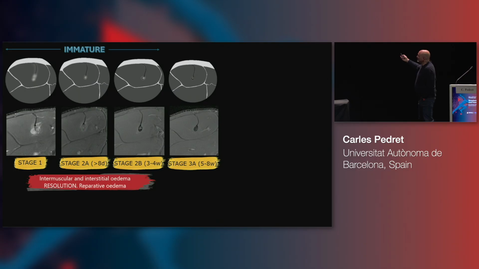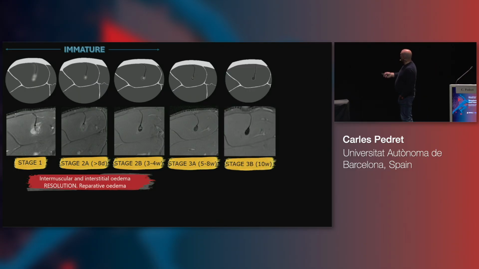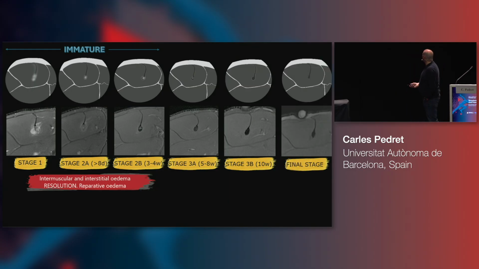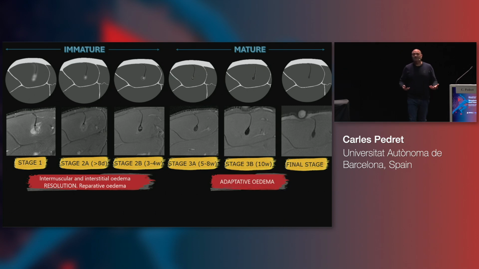But then we continue, and you can see that the scar tissue continues progressing in terms of maturation until we reach the final stage, which is a completely mature and almost adapted scar tissue, okay? And what we can see here is an adaptive edema if we apply high loading demands to that area.